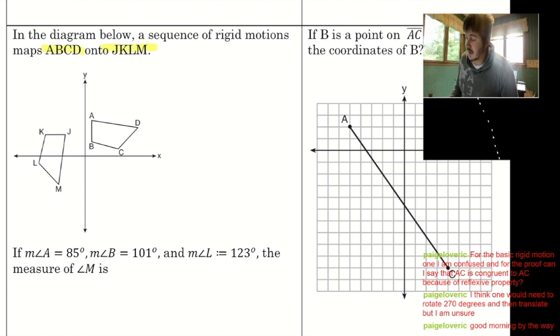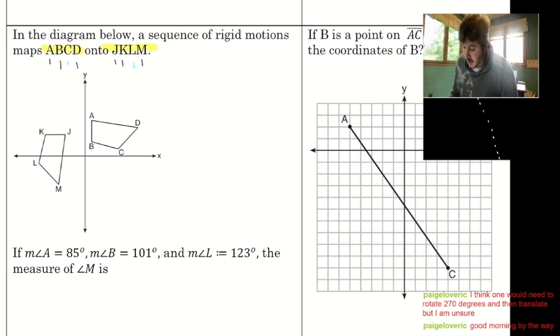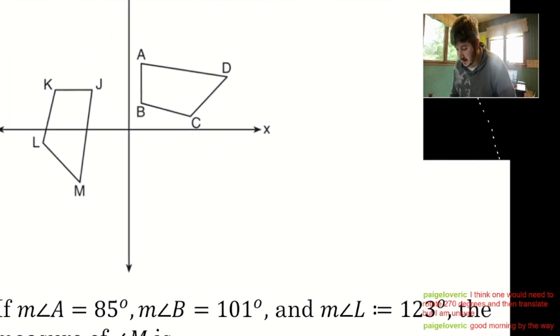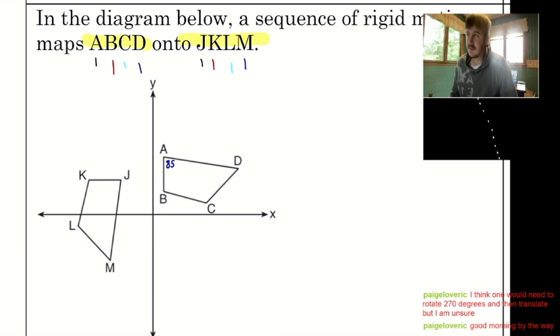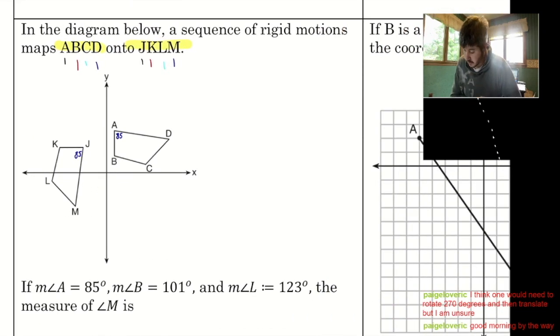But as long as we know that A and J map up, B and K, C and L, and D and M, as long as we know that they map onto each other, therefore they are congruent, you should be able to figure everything out. So if A is 85 degrees, and we just said that A and J match up, that means J is also 85. So they're just making sure that you're following the rule of correspondence, and so forth. And then you would go from there.